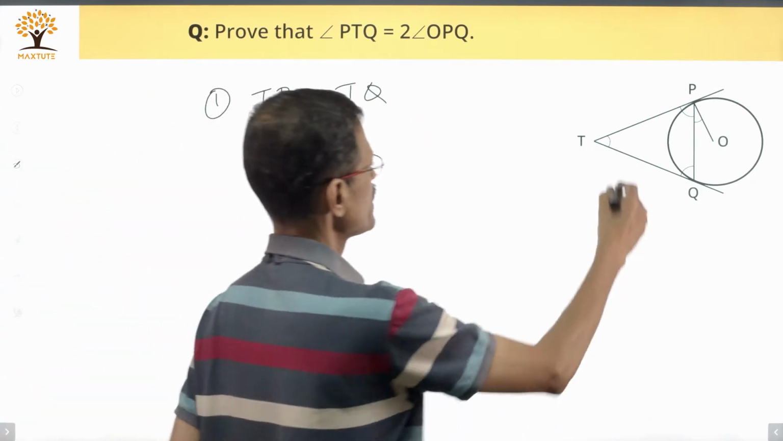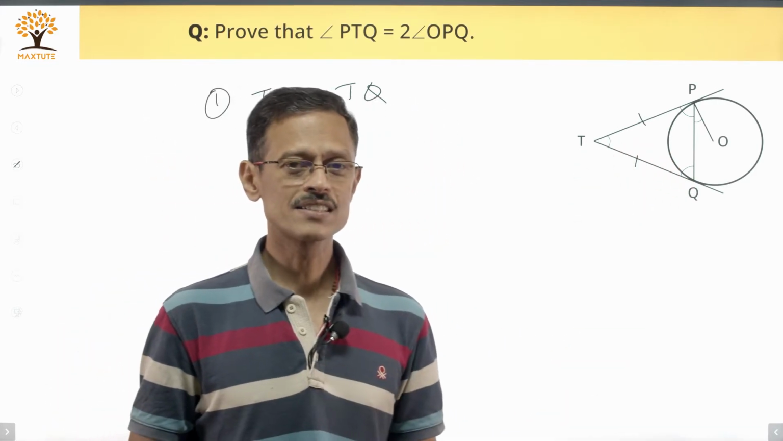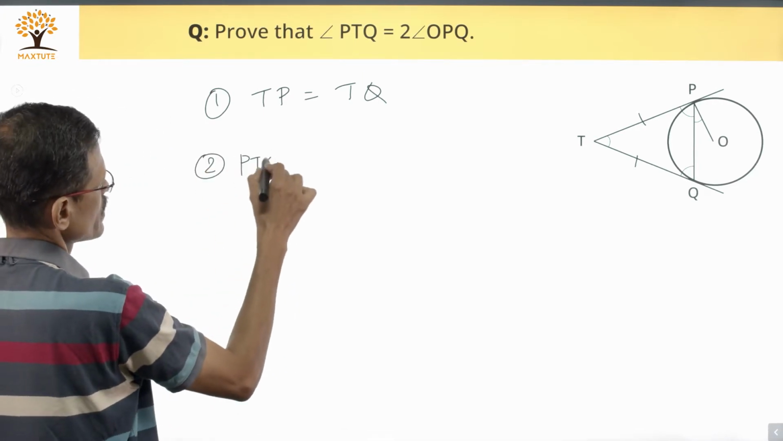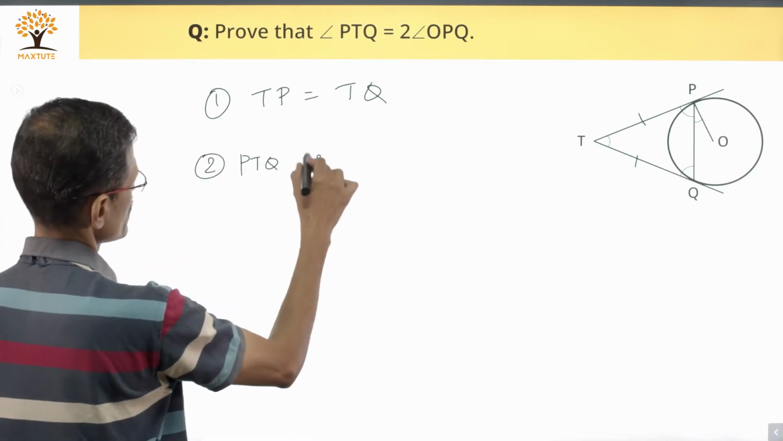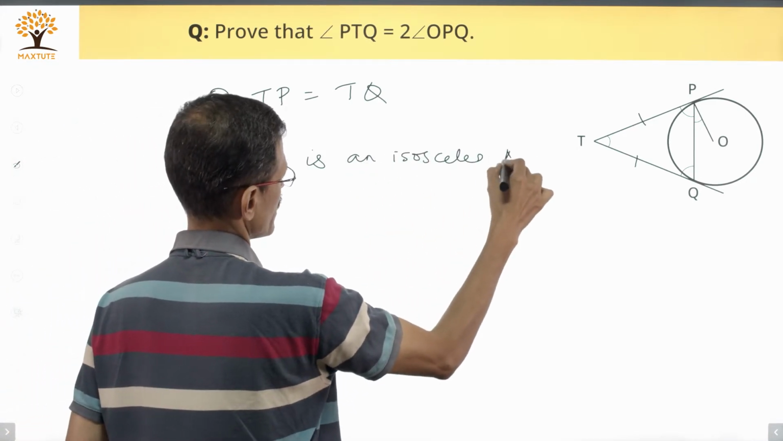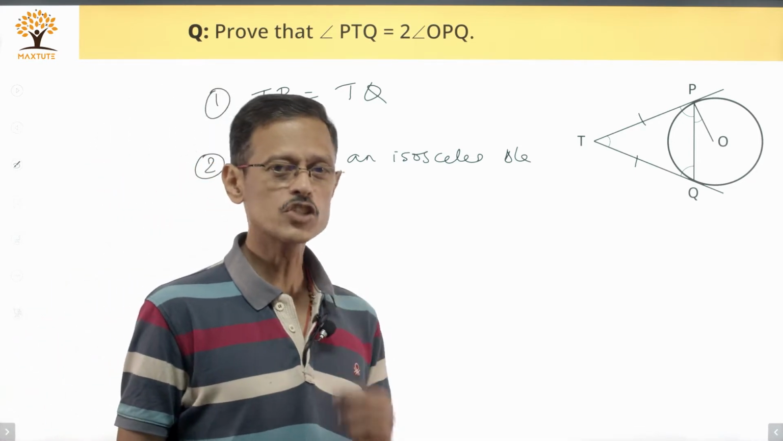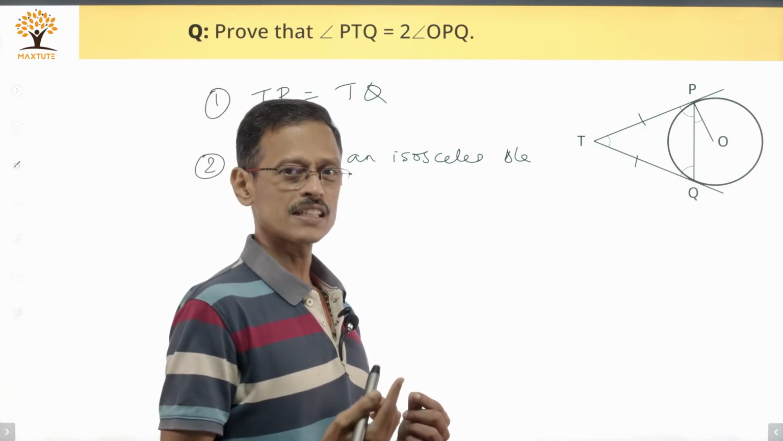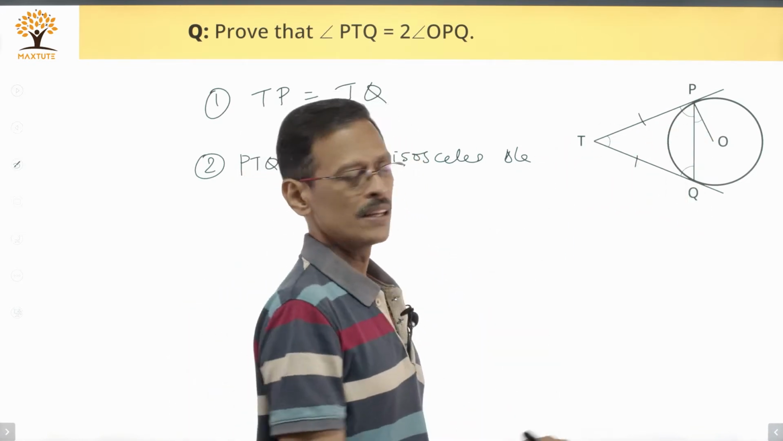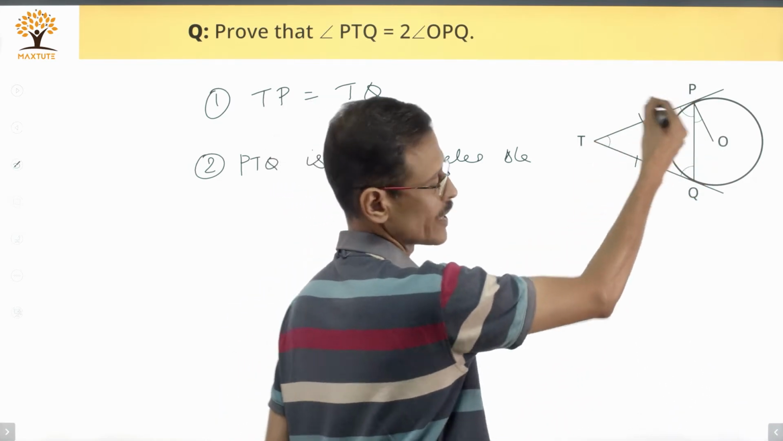Now that we know that TP is equal to TQ based on this property, what kind of a triangle is PTQ, right? Triangle PTQ is an isosceles triangle because two of its sides are equal. Two sides are equal, correspondingly the opposite angles should be equal. Which two angles are the correspondingly opposite angles? TP, the angle opposite to it is PQT. TQ, the angle opposite to it is basically QPT. These are the two angles we are talking about.